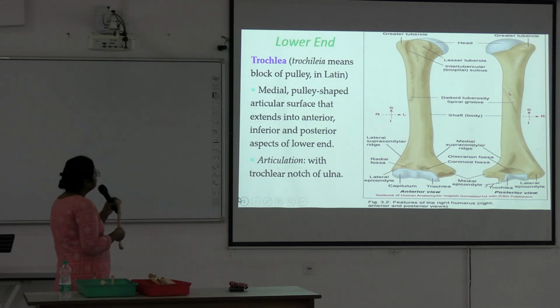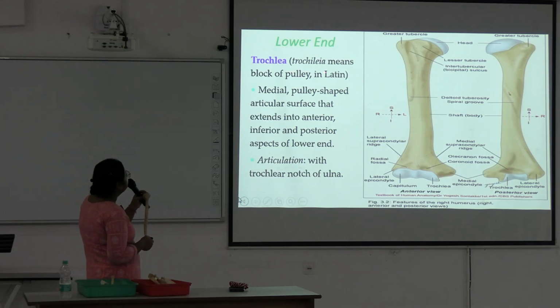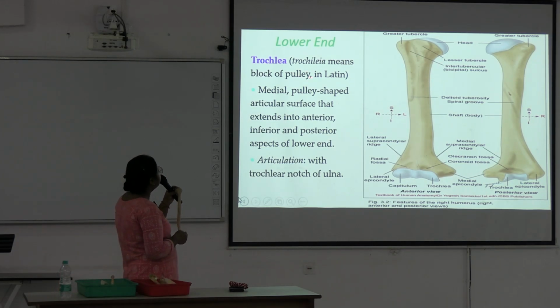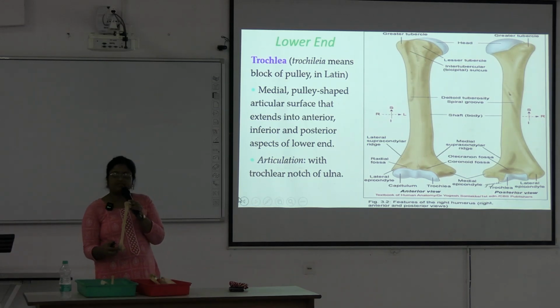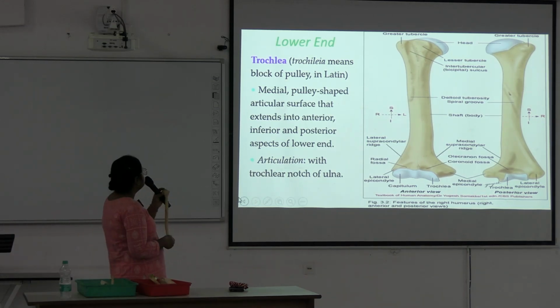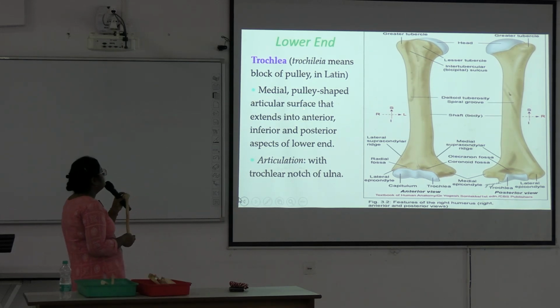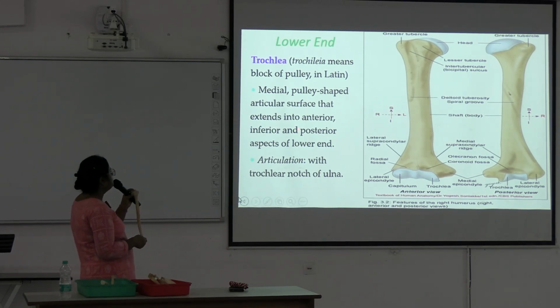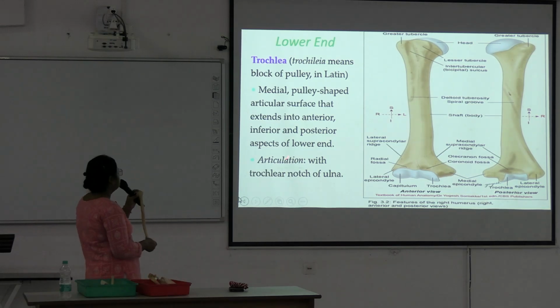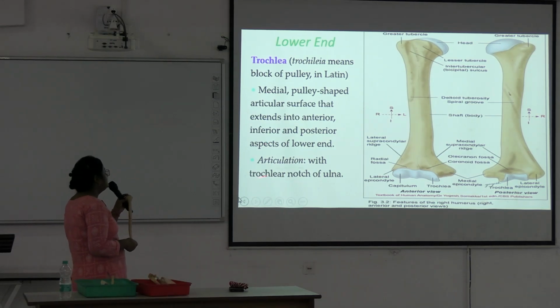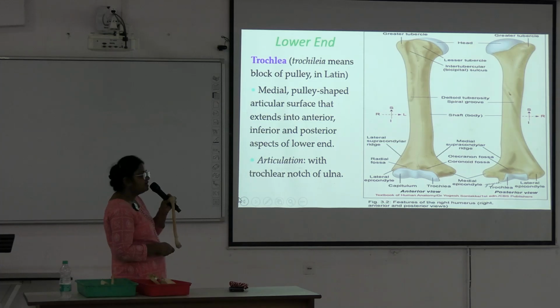Okay. Next is the trochlea. Trochlea means block of a pulley in Latin. Just medial to the capitulum is the trochlea. It is a medial pulley-shaped articular surface that extends into the anterior, inferior and posterior aspects of the lower end. Articulation with the trochlear notch of the ulna.